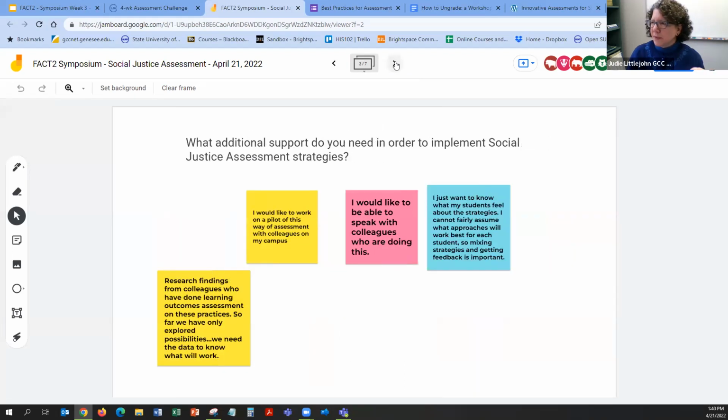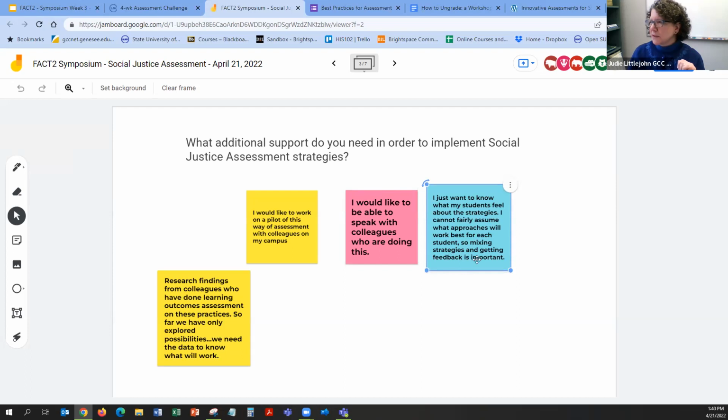And the supports that people need. Research findings from colleagues who have done learning outcomes assessment on these practices. I think that would be really helpful. And I would like to work on a pilot of this way of assessment with colleagues. I think that's great. Like a team approach would be great. And that would eliminate that professor shopping, right? If everybody in a department is trying it together. And speak with colleagues who are doing it and ask the students how they feel about the strategies.